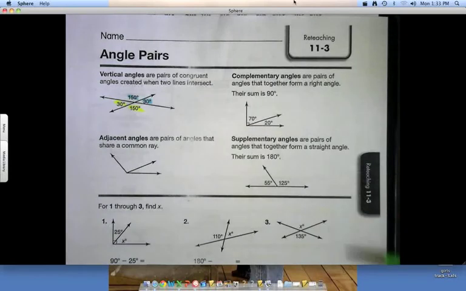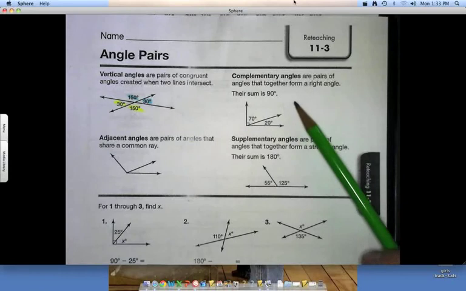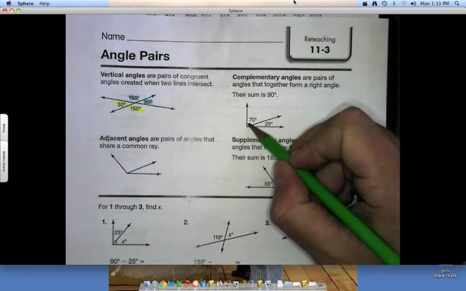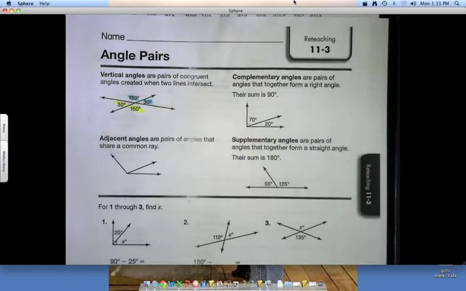Next set of angles is complementary angles. Those are pairs of angles that together form a right angle. And again, that will equal 90 degrees. Anytime you see this little box here, that is considered a right angle or a 90-degree angle. So complementary, they add together to equal 90 degrees. They complement each other. So 70 plus 20 equals 90.